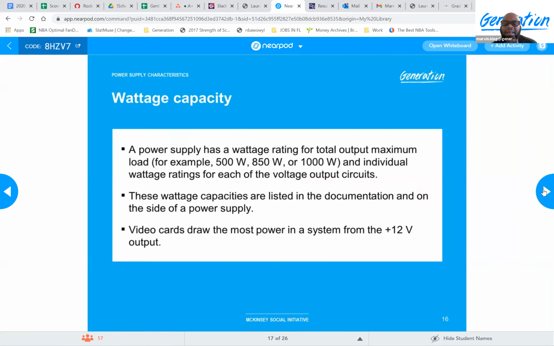Wattage capacity. I think we hit on this. If I could get Kareem to read for me. Power supply has a wattage rating for a total output maximum load. For example, a 500 watt, 850 watt, or 1000 watt, and individual watt ratings for each of the voltage output circuits. These voltage capacities are listed in the documentation and on the side of the power supply. Video cards draw the most power in a system from the 12-volt output. Thank you, Kareem. And we kind of hit on that with that pinout.